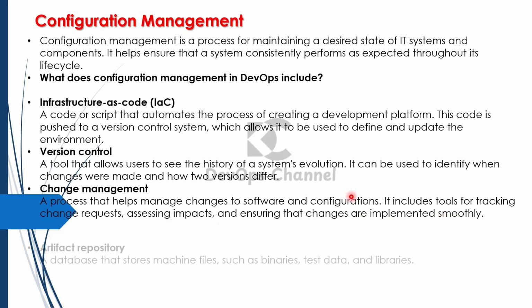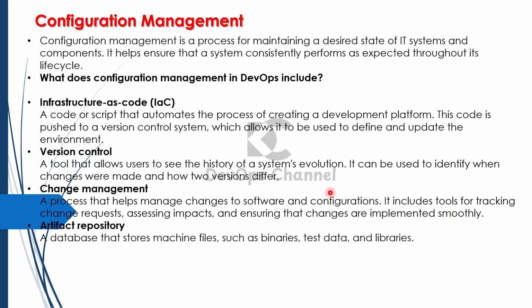Okay, and the next component of configuration management is the artifact repository. So basically it's a database that stores machine files like binaries, test data, and libraries. Okay, and dependencies also. So the artifact repository will store that. So basically these are the four components of your configuration management.